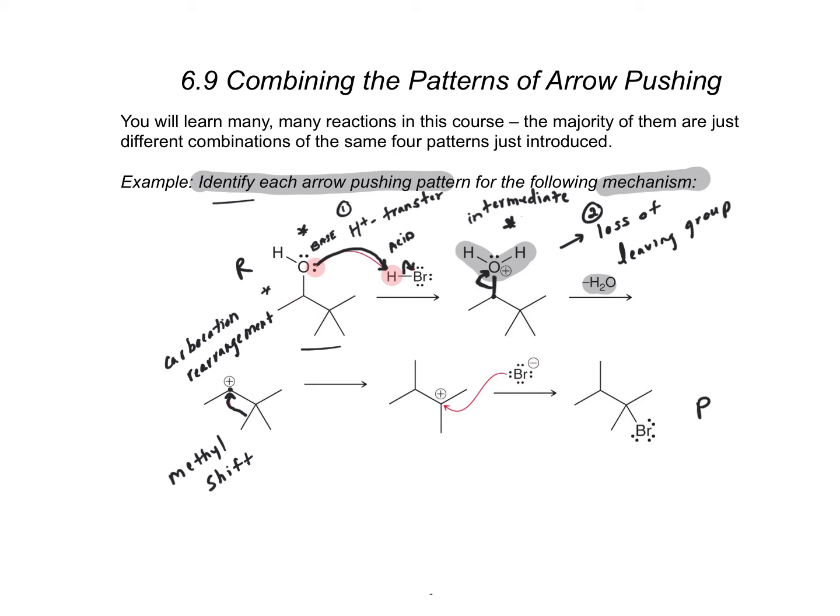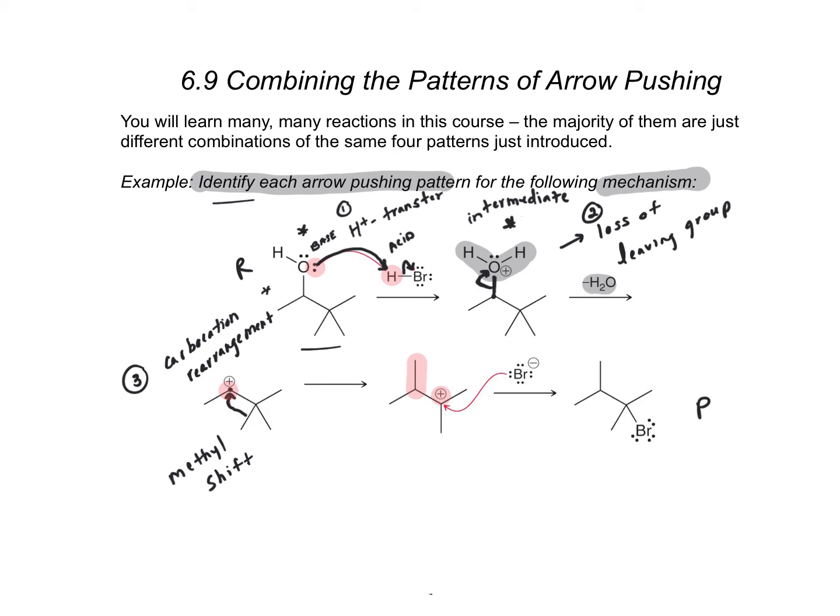So we had one, proton transfer, and two, loss of leaving group. Our third step in this mechanism is a carbocation rearrangement. Again, we're taking our carbocation from carbon 2. That methyl group is now forming a bond at carbon 2, and we have shifted that carbocation to carbon 3.